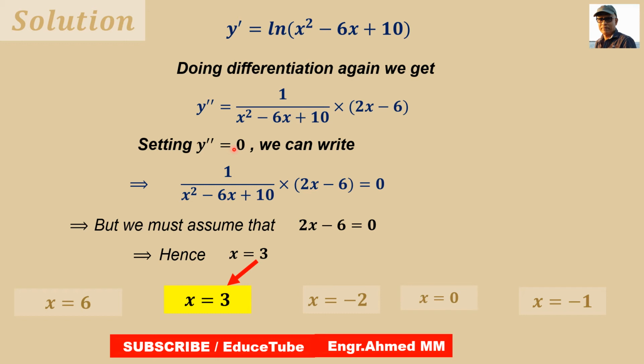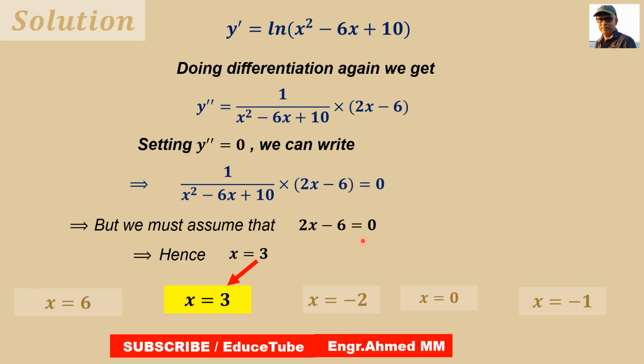Because an inflection point of a curve exists where y double prime, or the second derivative, is equal to 0. Because it changes its sign at that point from positive to negative or from negative to positive. That's the main reason. So setting this second derivative equal to 0, we can write this right hand side term equal to 0. To get the value for x, we must assume that this one is equal to 0, not this one.